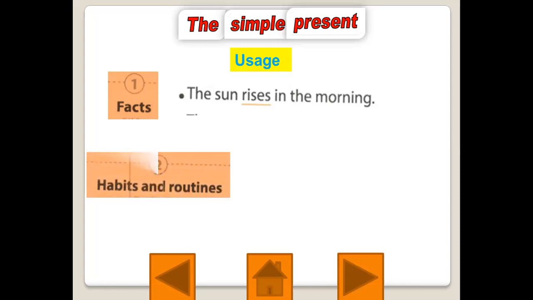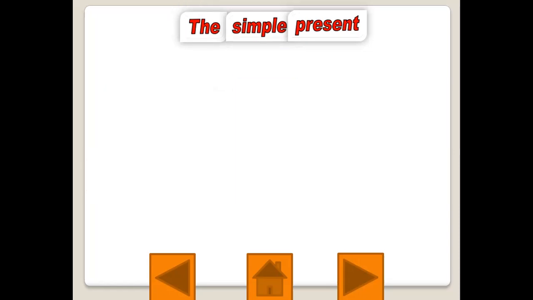Another usage for it is to express an action that happens regularly in our life, or habits or routine. Look at this example: we usually play tennis on Friday. Okay, let's know more about this tense, its form in the affirmative.